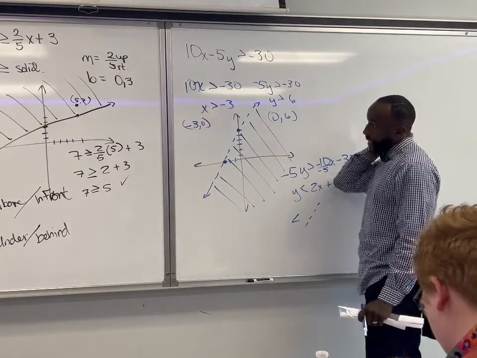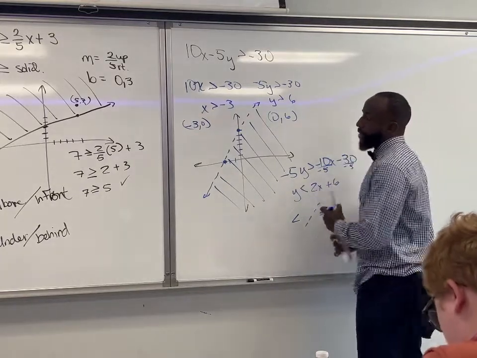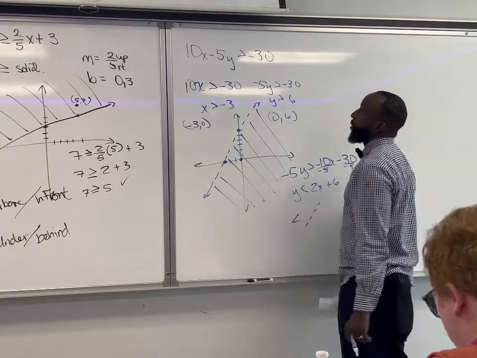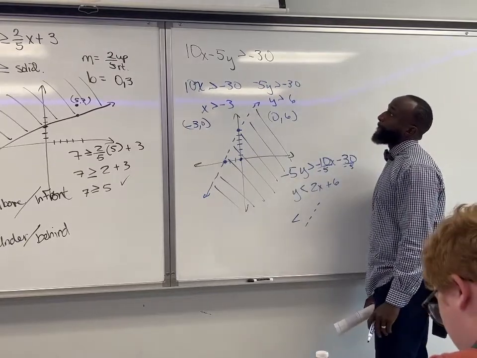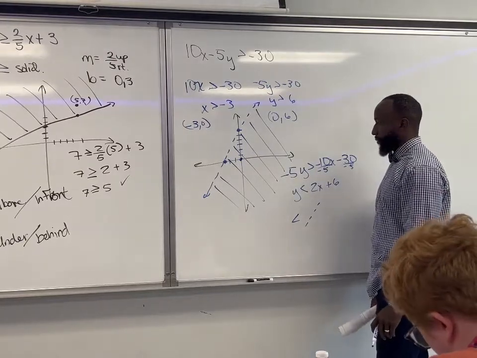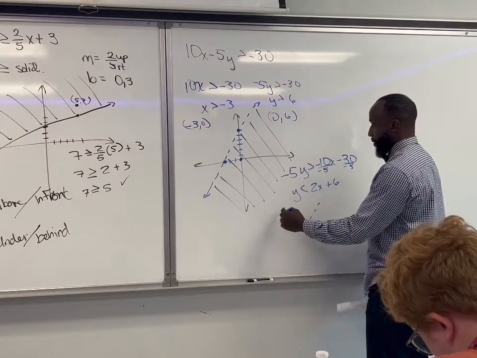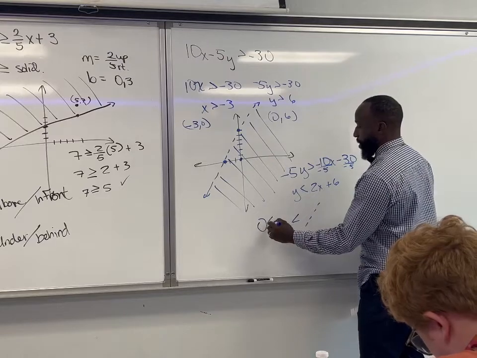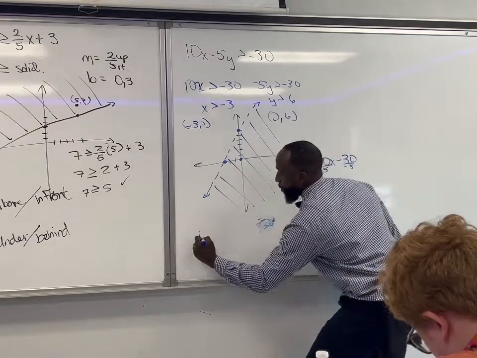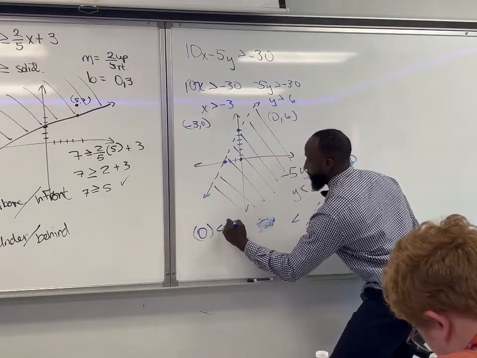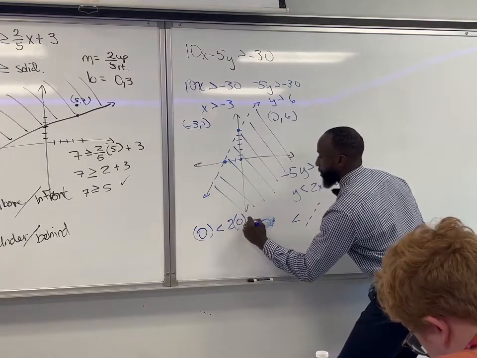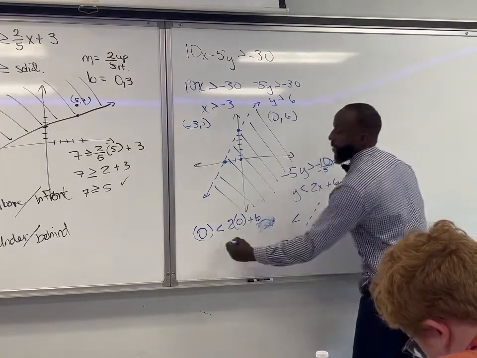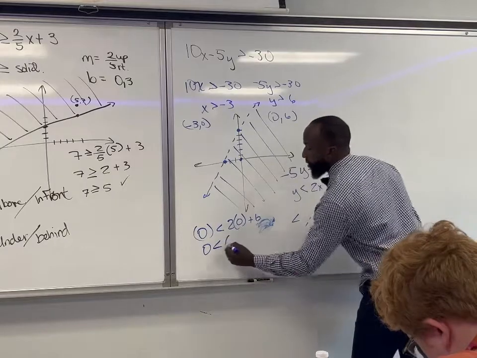Okay? And we can test that. We can use the origin, 0, 0. So if y equals 0 and x equals 0, that's 2 times 0 plus 6. When we simplify that, it'll be 0 is less than 6. Is that true?